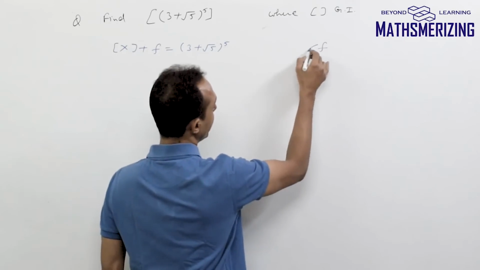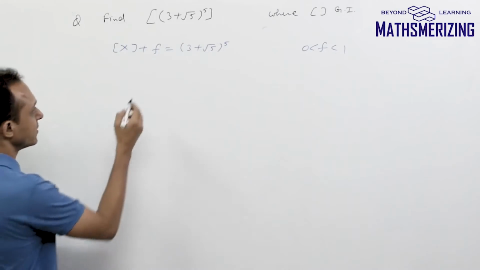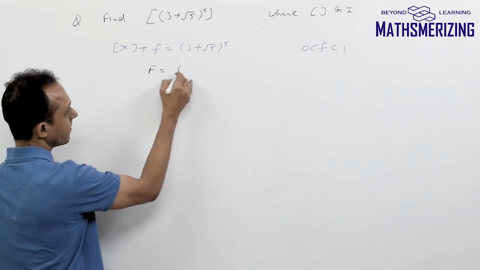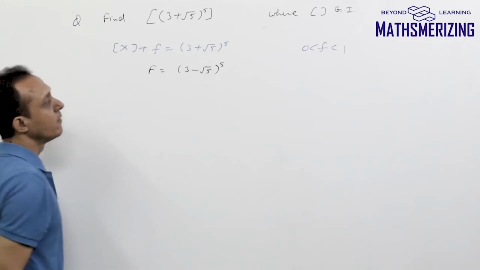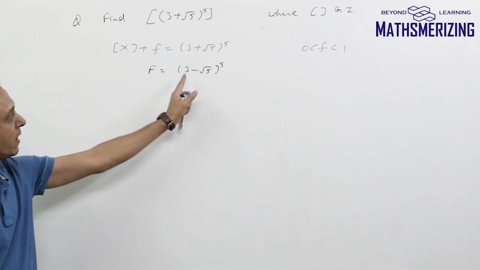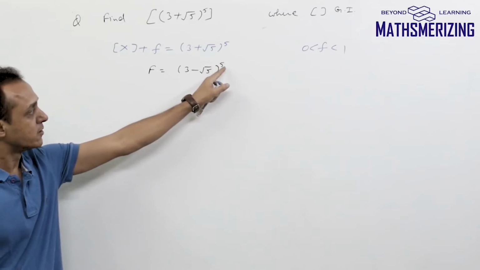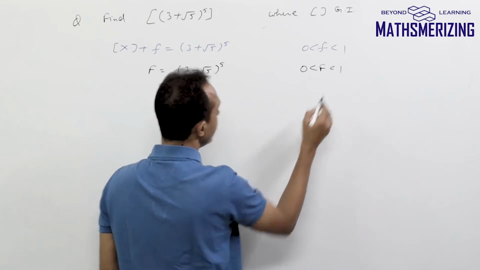Now the value of f will always lie between 0 and 1. And now I'll take its conjugate. So its conjugate will be 3 minus under root 5 to the power 5. Root 5 is 2.2 something. So this value is less than 1. And any number which is less than 1 raised to the power 5 will also be less than 1. So the value of F will also lie between 0 and 1.